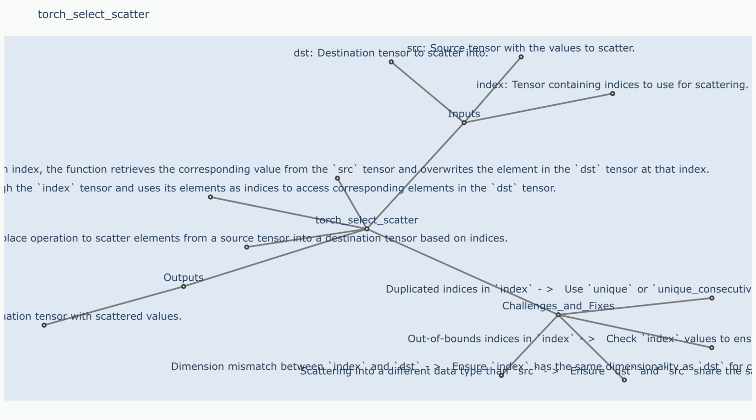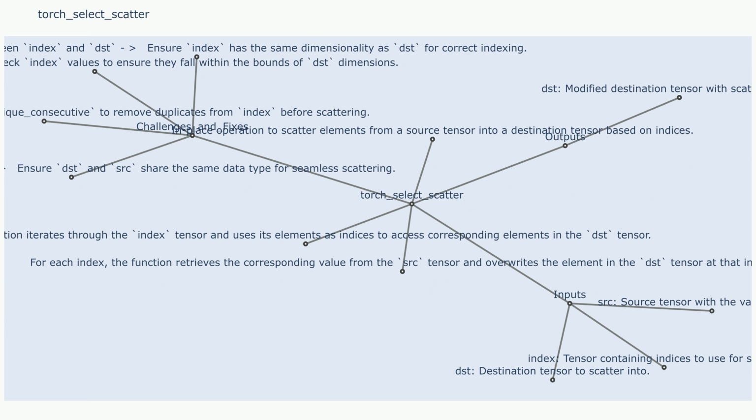Fixes to challenge 1. Ensure that the indices provided in the indices tensor are within the bounds of the input tensor. Validate the indices tensor before performing the scatter operation. Use appropriate error handling to catch and handle index out of bounds errors.